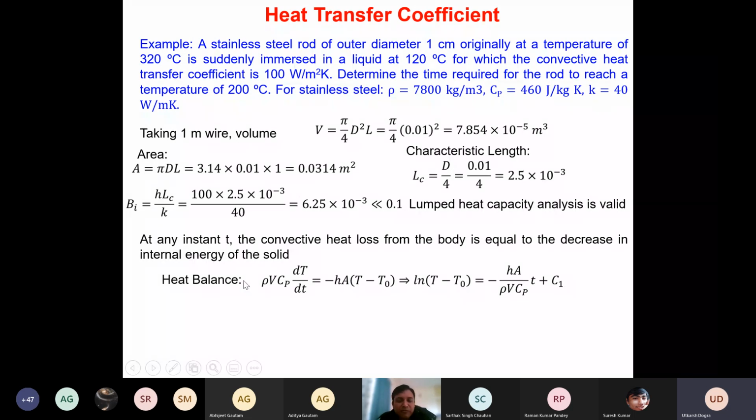Actually, this minus sign should be here. The temperature of the rod is decreasing with respect to time, so this minus sign I have taken on the other side. Okay, is it clear? Yes, sir. So we can rearrange.